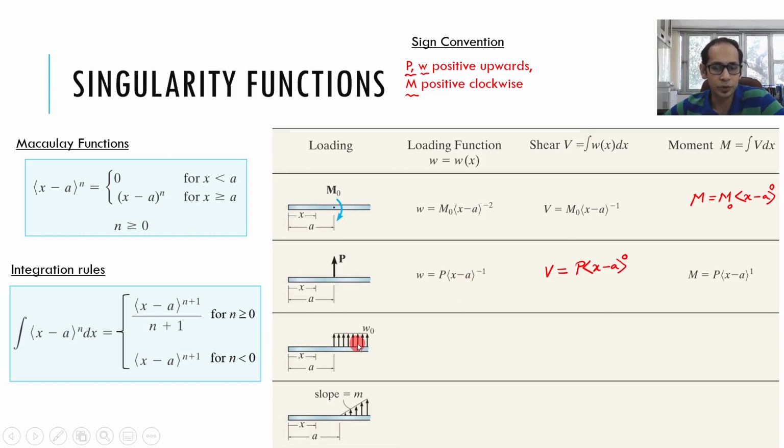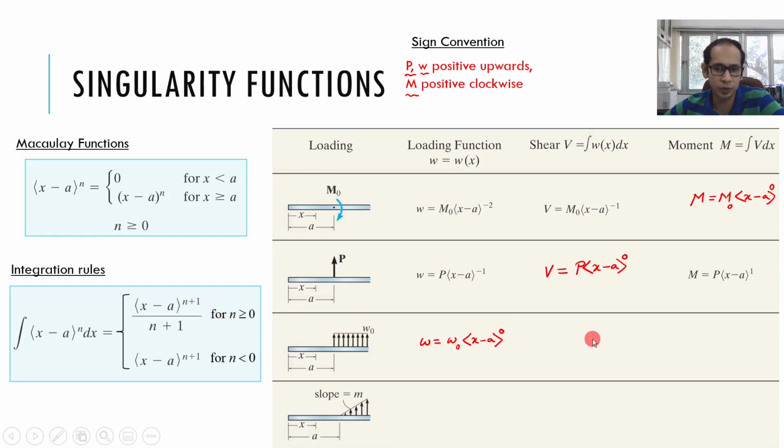Now let's go on to the third one. So for the third one, we are going to write the loading function here directly. Here also the loading function gets activated only at a and beyond, and not before that. So here the expression for W would become W naught, and within the Macaulay brackets you have x minus a raised to 0 over here. Now once you have this, you know that you have to follow this integration rule.